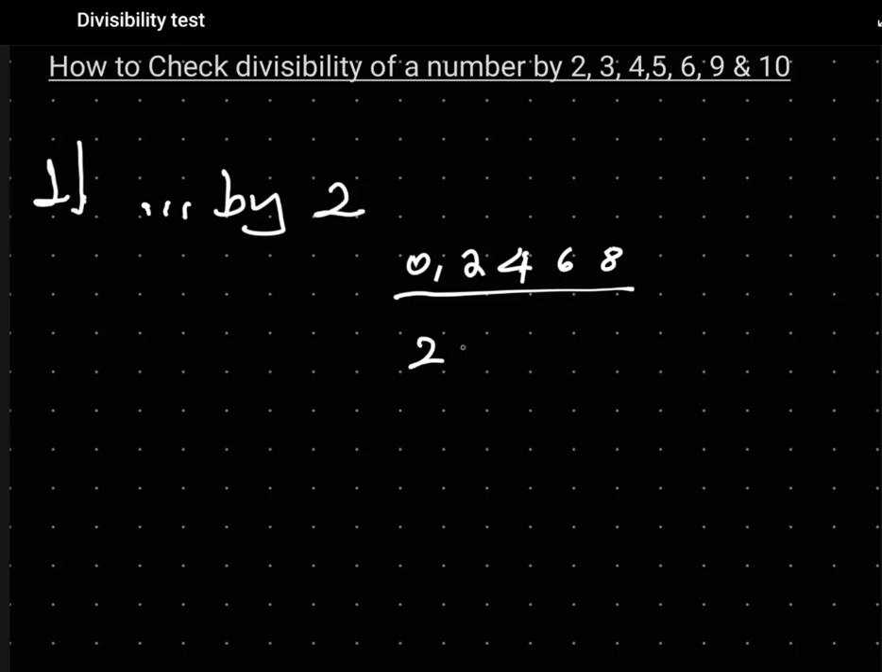For example, 24 is divisible by 2 because 24 divided by 2 is 12, and the ones place is 4. And 30 is divisible by 2 because the ones place is 0. 86 is divisible by 2 because the ones place is 6. 88 is divisible by 2 because the ones place is 8. So if the ones place of a number is one of these numbers, 0, 2, 4, 6 or 8, then the number is divisible by 2.